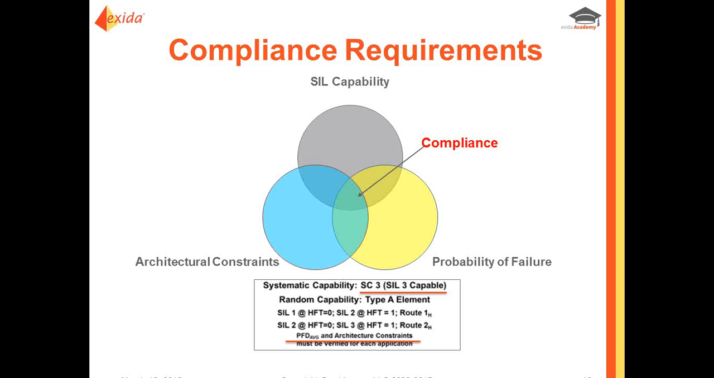For each device, we state that the PFD average and the architectural constraints must be verified for each application in your SIF. Your PFD average and your architectural constraints will change from SIF to SIF. So when you get all of your portions together, at that point is when you can determine your PFD average and your architectural constraints. And only when you meet all three of these are you fully compliant.